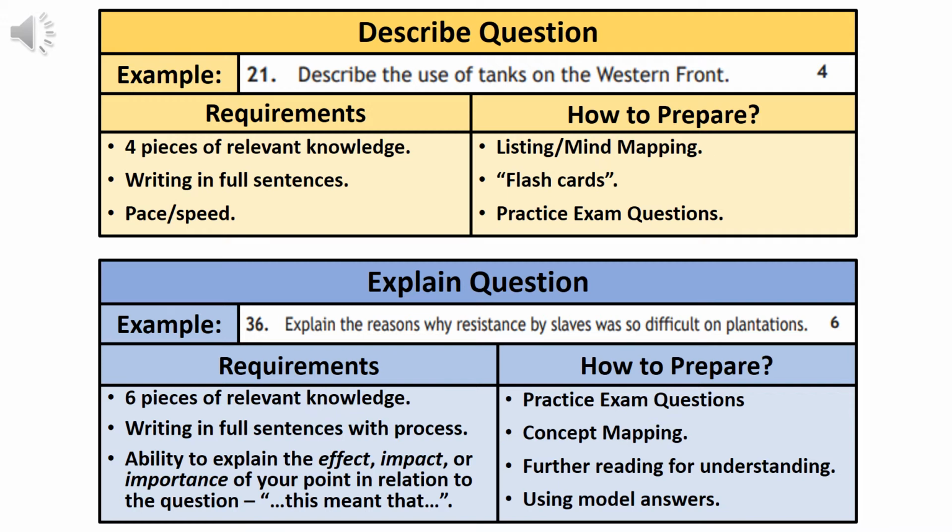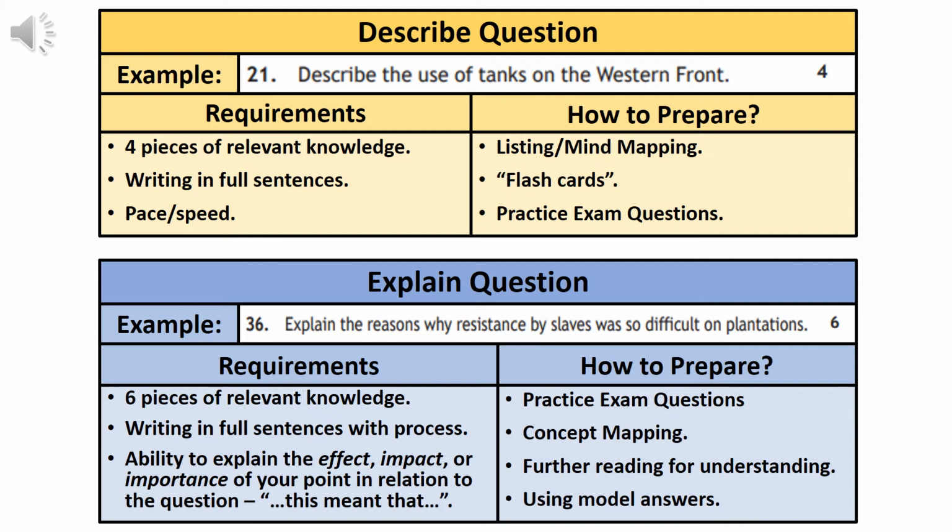Now, the explain question is a more hard question, and this is where some of the extra time saved doing the described question quickly is going to go. So the described question asks for 4 points, the explain question asks for 6. The explain question is also written in full sentences, but it requires what the SQA call process. Now, that means that students actually have to describe the importance, effect, or impact of the point they're trying to make. They can do this very simply by saying terms like this meant that, or this was because.